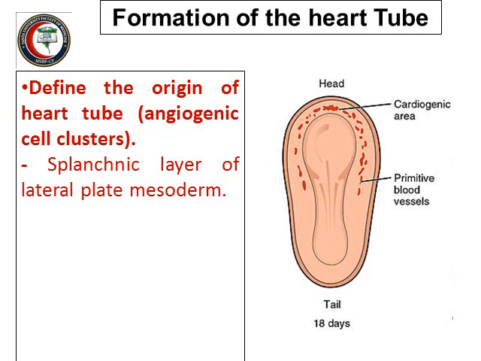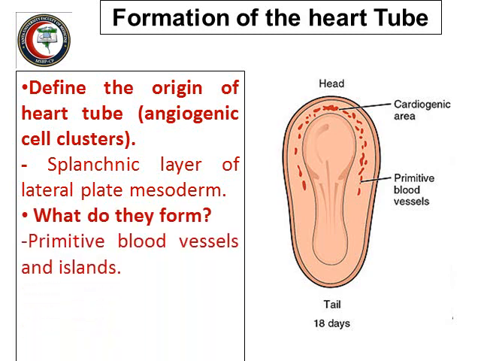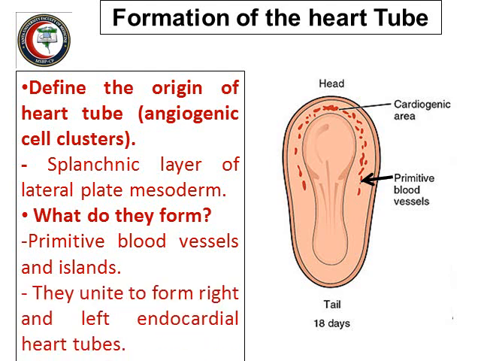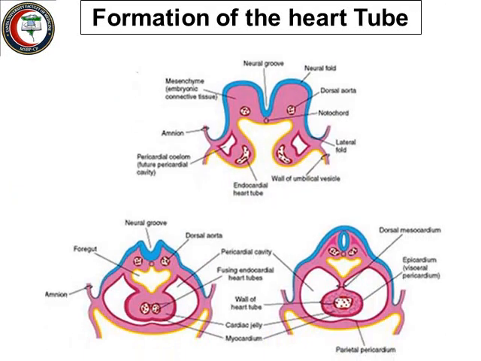Somatic layer is the outer layer. By formation of intraembryonic coelom, divide it into somatic outer layer and splanchnic inner layer, which form the muscles of the gut and so on, also form the angiogenic cell clusters. These groups of cells or angiogenic cell clusters collect together to form what's called primitive blood vessels and blood islands. Then these blood vessels unite with each other to form what's called right and left endocardial heart tube. Which is the position of heart tube? It is in the most cephalic part of the embryonic disc and on each side.